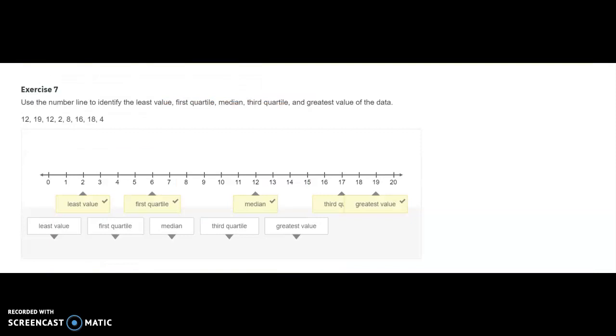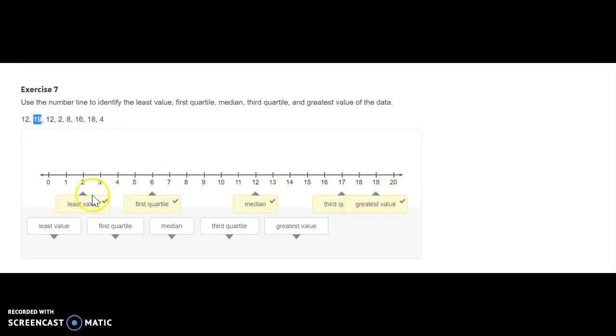Now we're going to plot 5 numbers: the least and the greatest, the median, and the first quartile and the third quartile. We plot the first one, which is the least, and when we look through all of these numbers, that number is 2. Then we plot the greatest number, which would be 19. So we plot that right there.